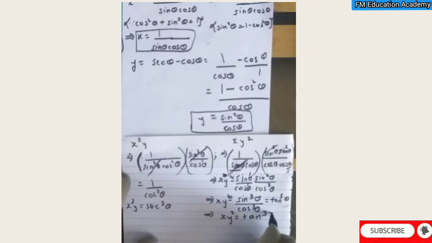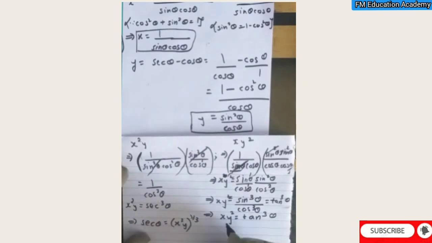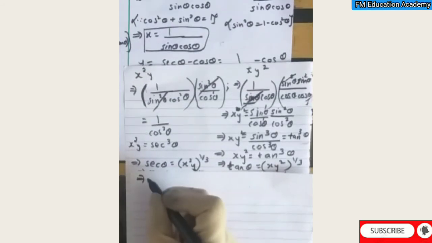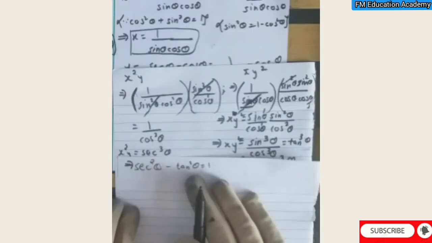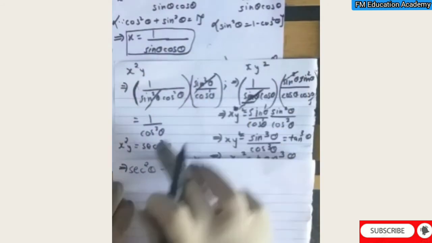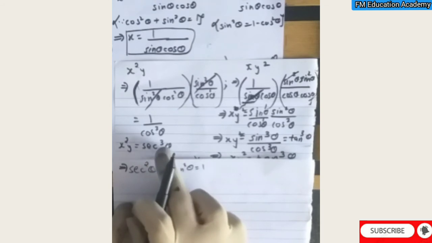Okay. But here we don't want secant cube theta. We require secant theta. So secant theta is equal to x square y whole cube; if the cube goes outside, it becomes whole power 1 by 3. Similarly here also, tan theta is equal to xy square whole cube; if it goes outside, it becomes whole power 1 by 3. Here we want secant square theta minus tan square theta as 1. That is, here we require the value of secant square theta. How to get secant square theta from here? Here we have secant cube theta, right?